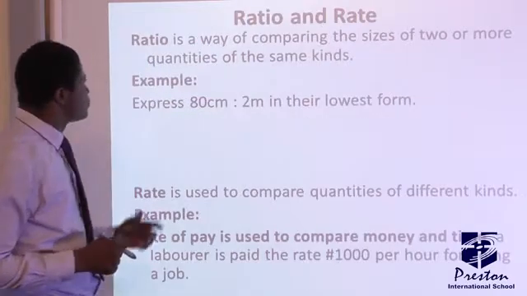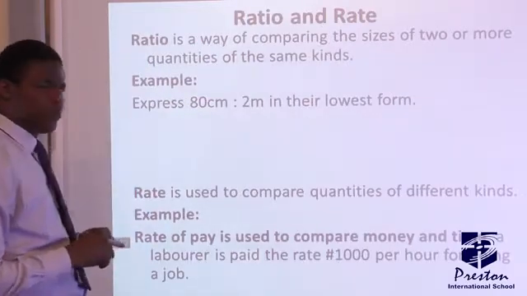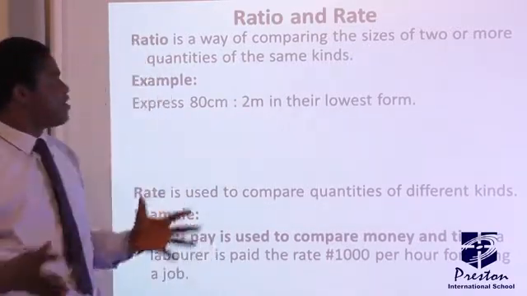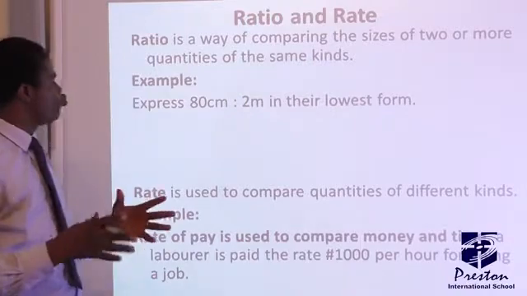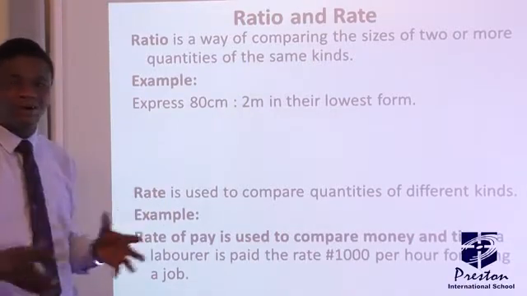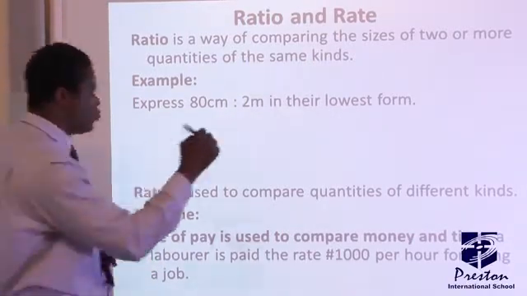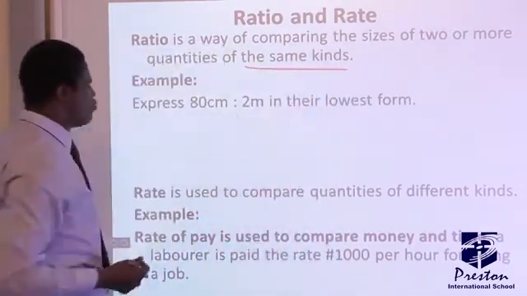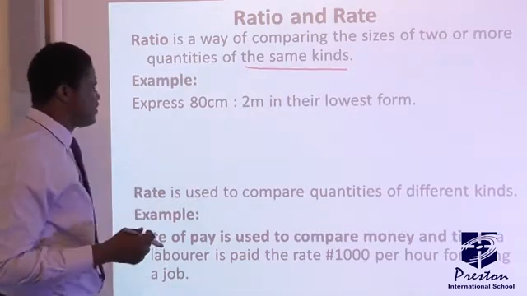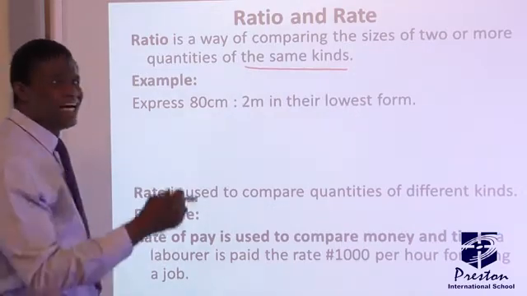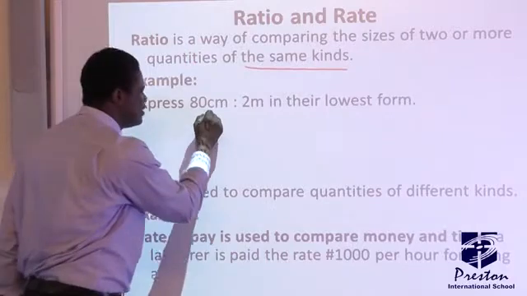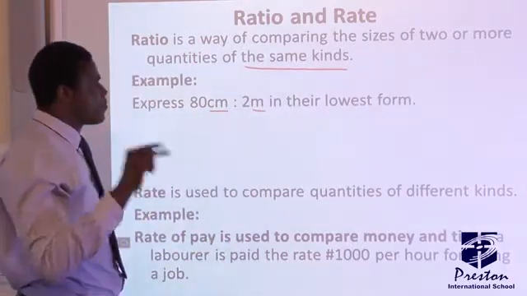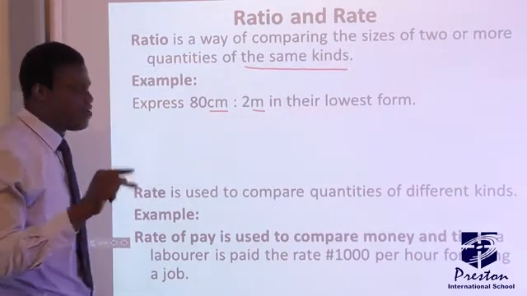Now, let us start with ratio and rate. What's different between these two? Ratio is a way of comparing the size of two or more quantities of the same kind. Take note of this. Of the same kind. What do we mean by this? For instance, look at this example. Express 80 centimeter ratio 2 meter in their lowest form. This one is in centimeter, while this one is in meter. They are not in the same value. They are not having the same unit.